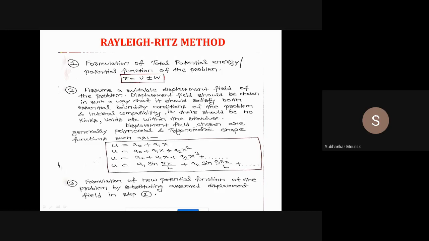So this is the second step in Rayleigh-Ritz method, that is assumption of a suitable displacement field, keeping in mind that it should satisfy the essential boundary conditions, and that there should not be any kind of crack, damage or voids present in the structure. Is it clear? The second step. Any doubt in this step?